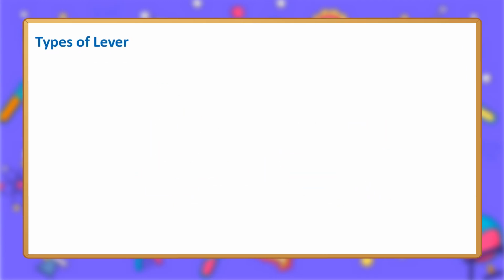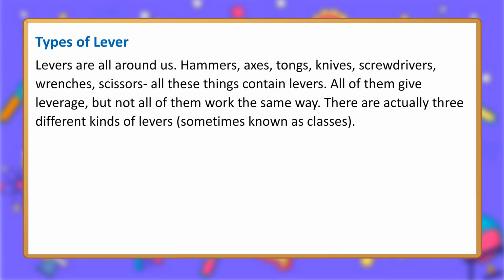Types of lever. Levers are all around us. Hammers, axes, tongs, knives, screwdrivers, wrenches, scissors, all these things contain levers. All of them give leverage, but not all of them work the same way. There are actually 3 different kinds of levers, sometimes known as classes.